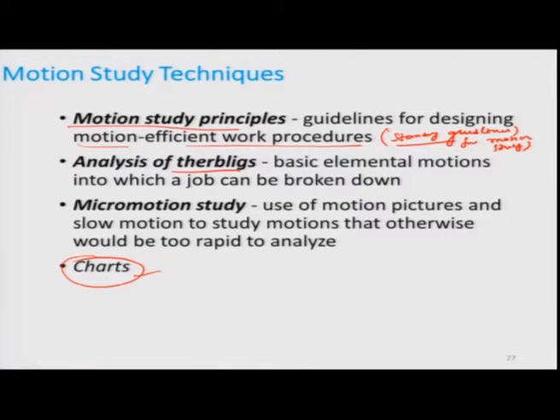Analysis of thermalic. Thermalic is a set of graphical picturization of your operation and various movements, so that using this you can make a graphical representation of any process or operation. These are the basic elemental motions into which a job can be broken down. In this analysis, a job is divided into several parts, and each part is represented with a unique graphical picture. Here in macro motion study, motion pictures and slow motion are used to study motion that otherwise would be too rapid to analyze.